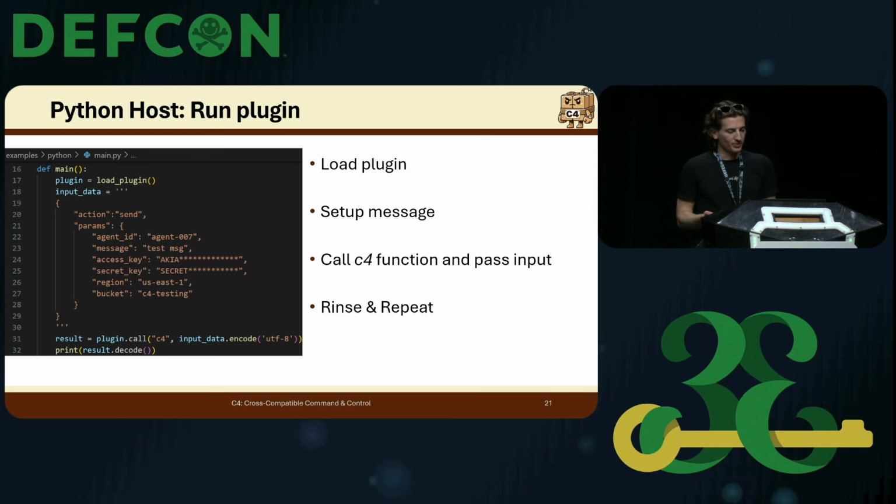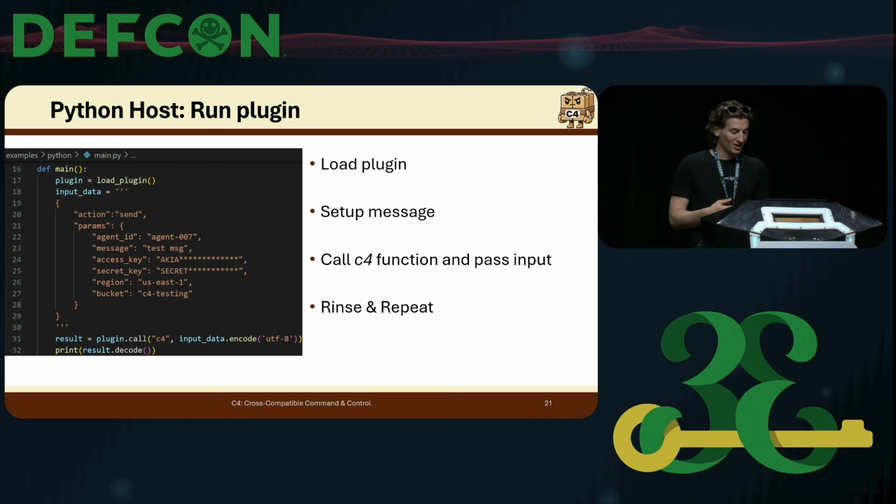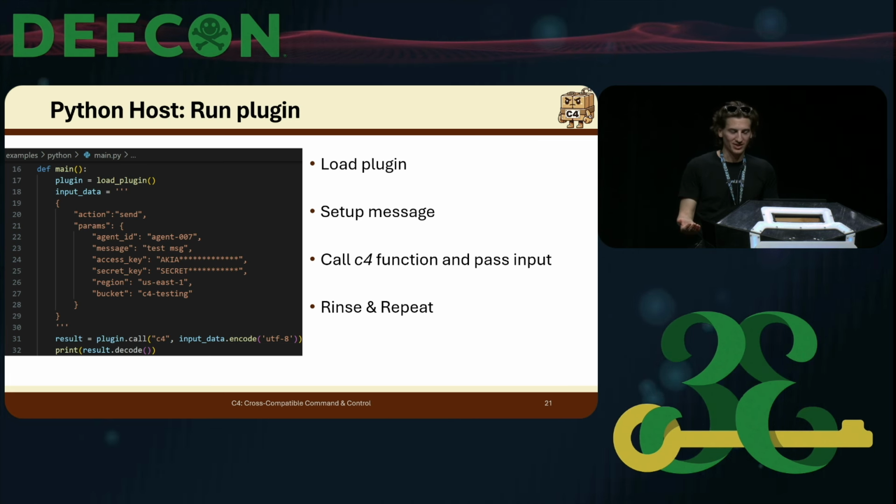So here's an example of actually calling this loaded plugin that we have in Python. We take our loaded plugin, we build out our JSON message, and in this example, we're sending a message. Just a very basic test message. As you can see, we have some redacted access and secret keys and some details about the S3 bucket that we're communicating with. And with that, it's very simple to continue to call these actions. And likewise with sending, you can receive just as easily.